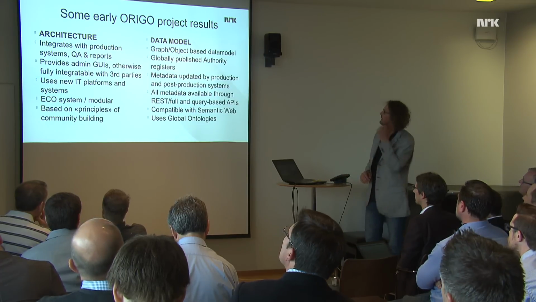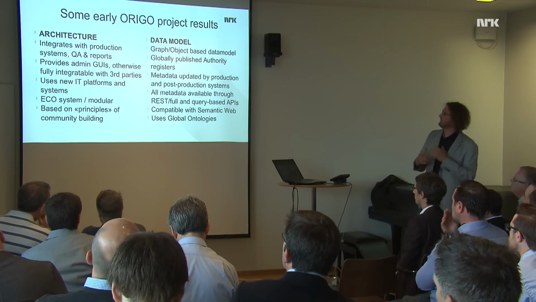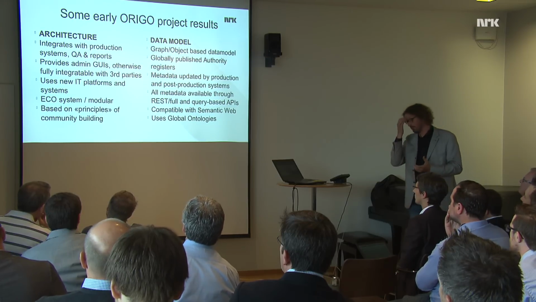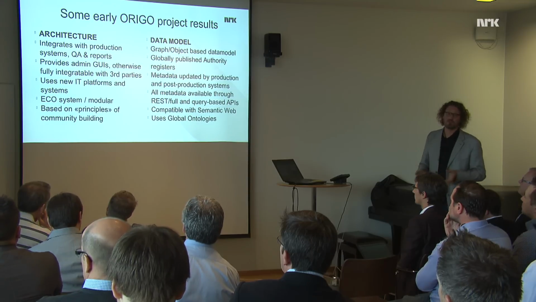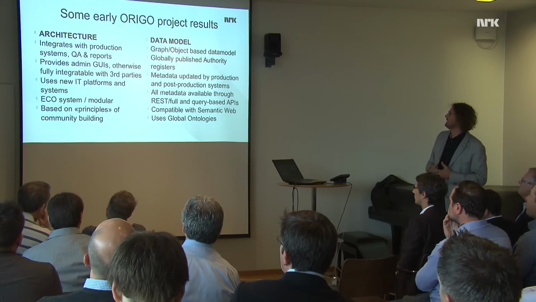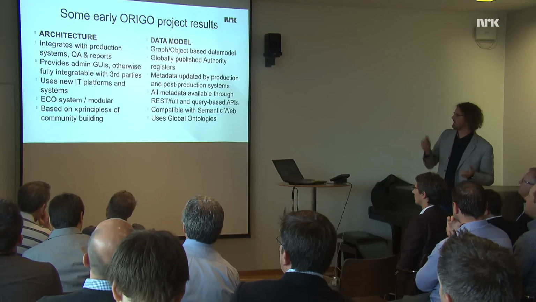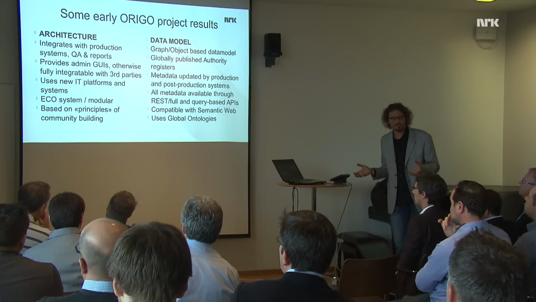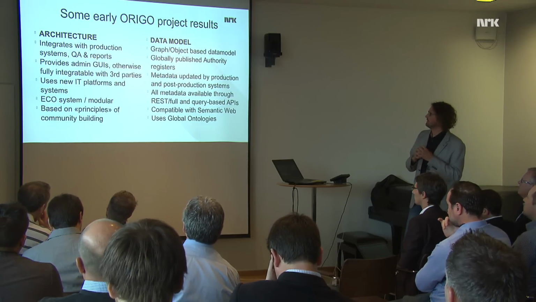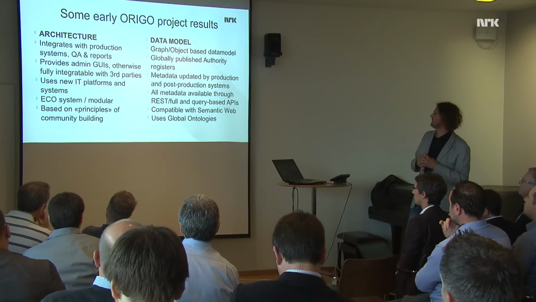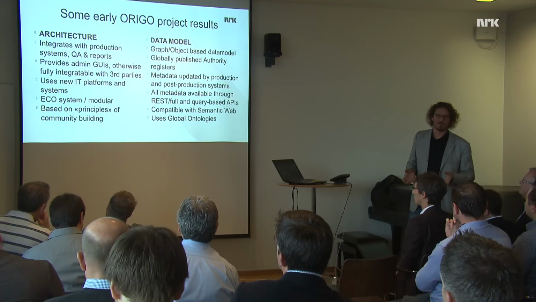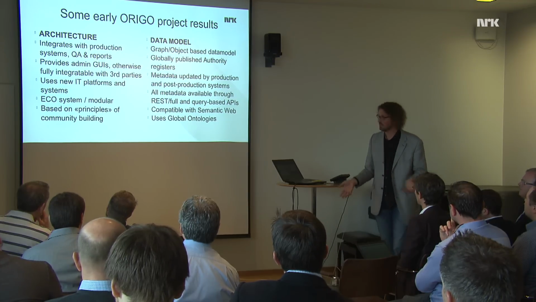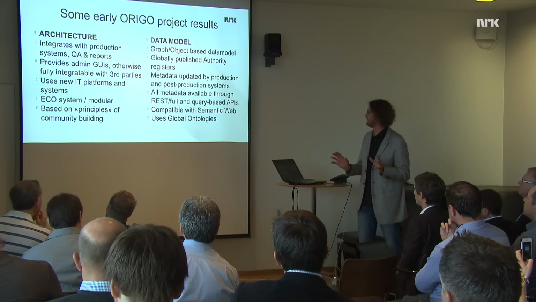So what are the results? On the architecture side, we are able to integrate with production systems. We have a good quality assurance possibility now on the metadata side. We can do reporting, like I said. We provide some administrative GUIs now, but we don't really need that. We are fully integratable with your systems if you wish. I've shown you how. There's probably more ways we can define as well. We're not interested in doing that job. So if you have a good system that does a production job and that needs this kind of backend functionality, we can discuss that. Integration, fine.